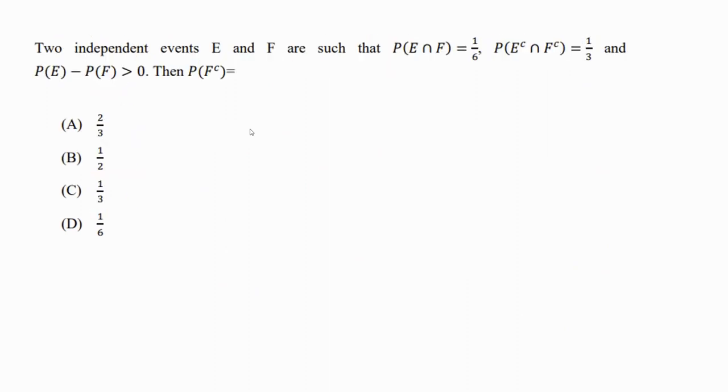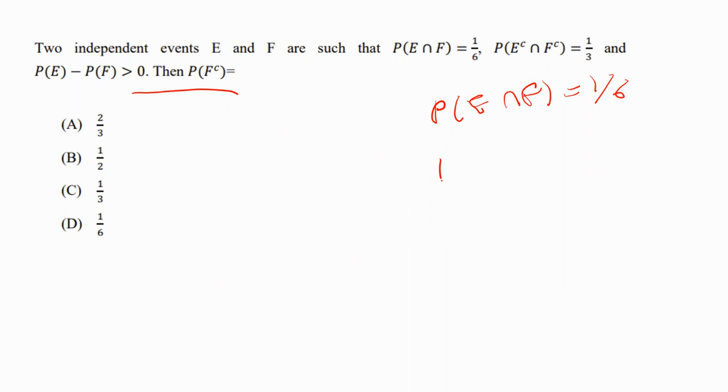Now what we want to find is this. What is given here is that probability of E intersection F is 1 upon 6, and probability of E complement intersection F complement is 1 upon 3, and probability of E minus probability of F is greater than 0, and we want to find probability of F complement. So what is given here is that probability of E intersection F is 1 by 6.